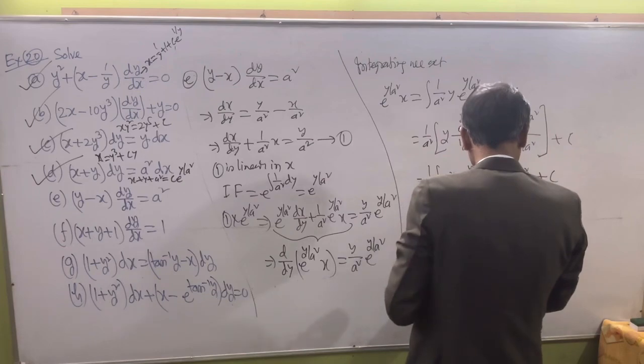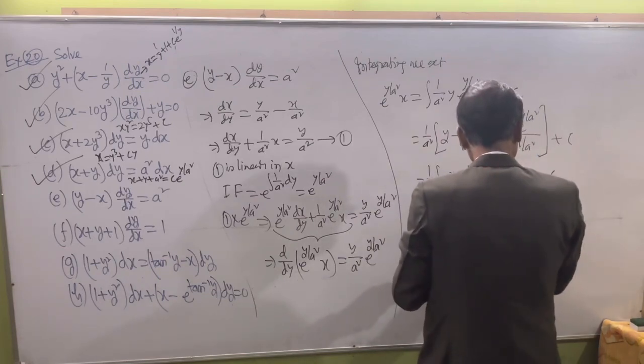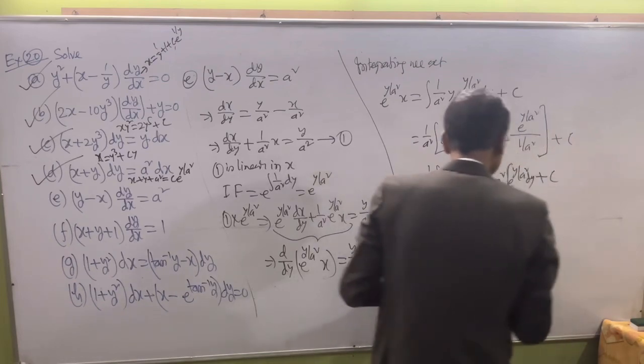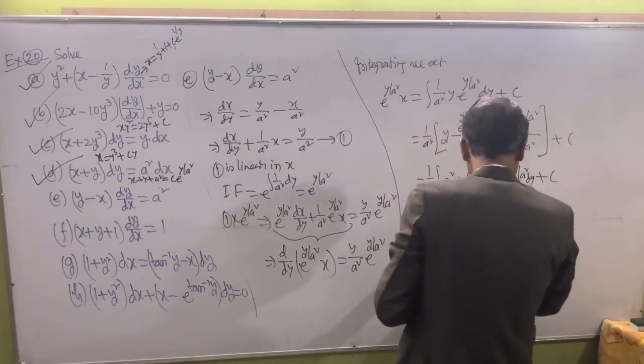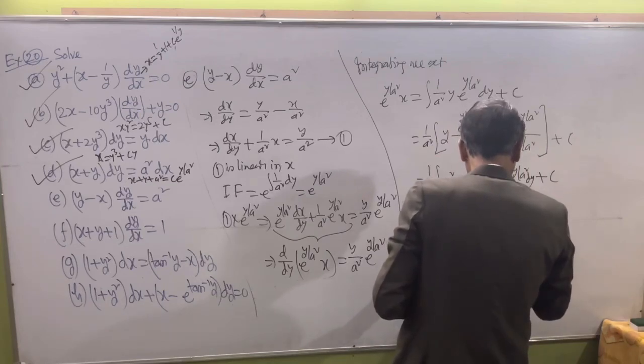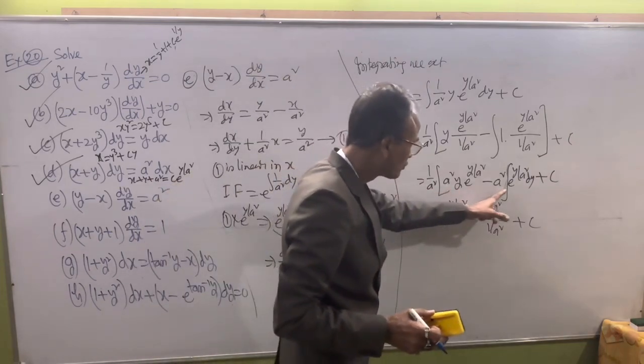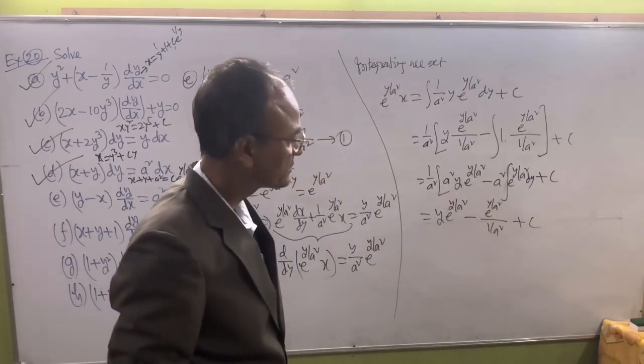A square will be cancelled, and the integration of this. Now see, let me write this integration. The integration is, again, you have to integrate this one: y by a square divided by 1 by a square plus 1. A square will be cancelled and this will be this.